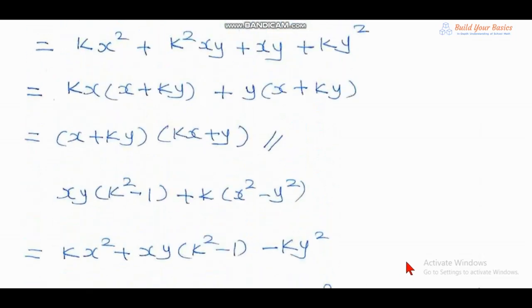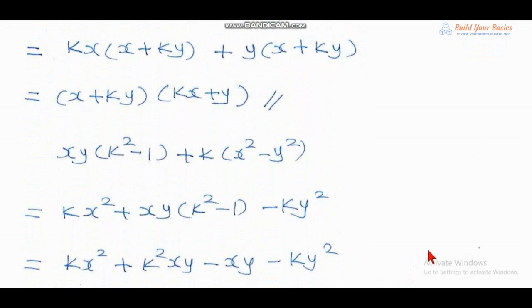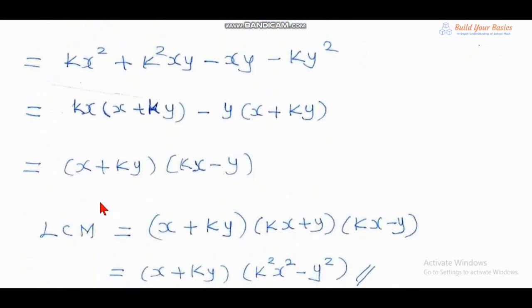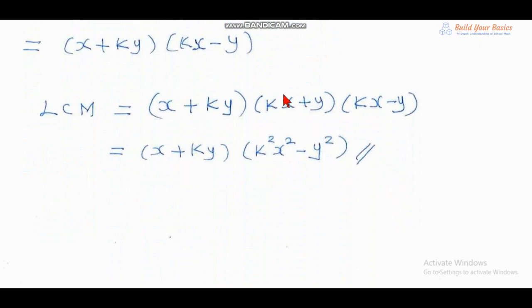So we have factorized the first and the second expressions. So LCM equals, as usual, x plus ky into kx plus y into kx minus y. That's all. The two brackets may be multiplied, k squared x squared minus y squared. So there ends the problem.